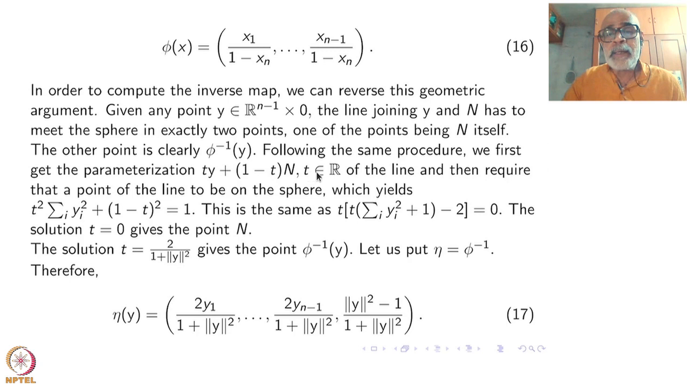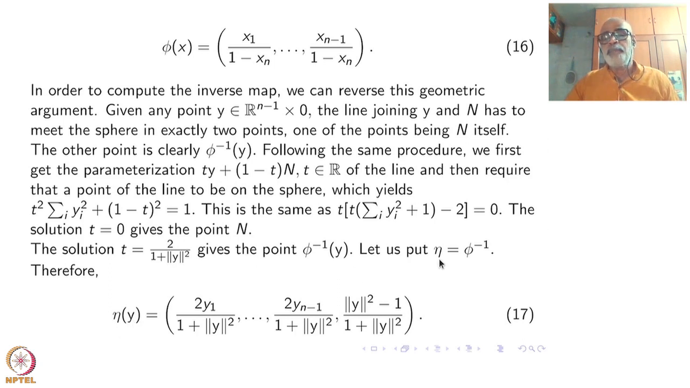So I don't want that. The other solution I want, namely cut down this t. What you get is this t equal to 2 divided by 1 plus summation yi square, which is norm y square. For this t, if you plug in here, what you get is the point x, where y is phi x. So this is phi inverse y.